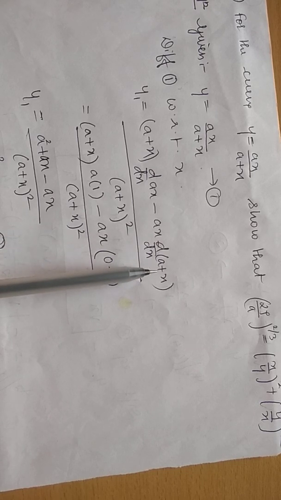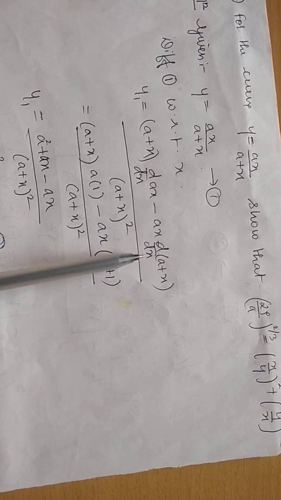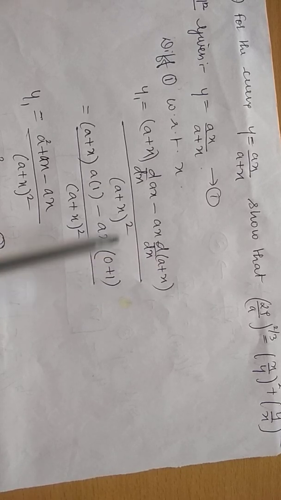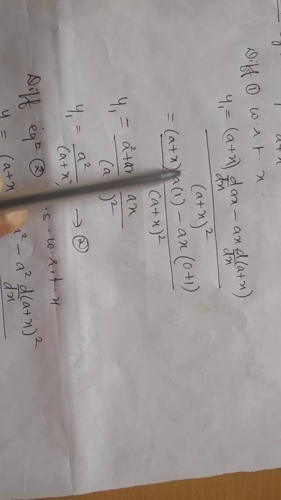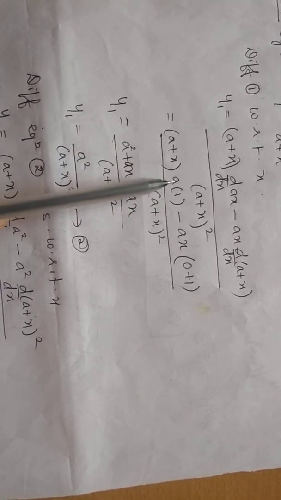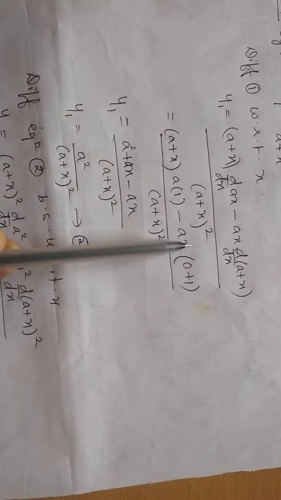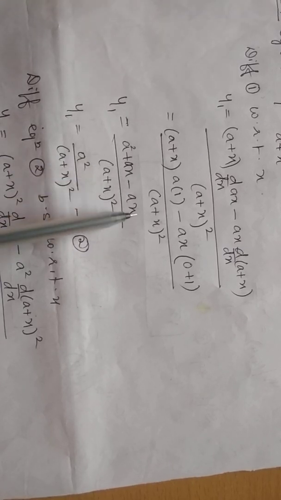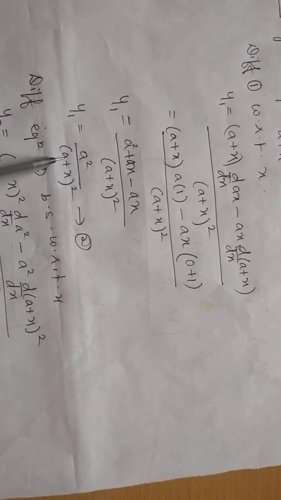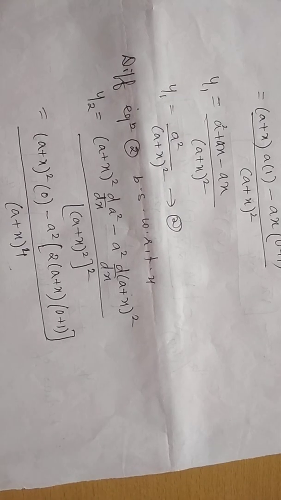The plus sign is there, so I have to differentiate this separately and this separately. The derivative of a with respect to x is 0, and the derivative of x with respect to x is 1, all upon (a+x)^2. Simplify now: a into a is a^2, a into x is ax, minus ax upon (a+x)^2. So ax will get cancelled, and I am left with a^2/(a+x)^2. This is your y1.